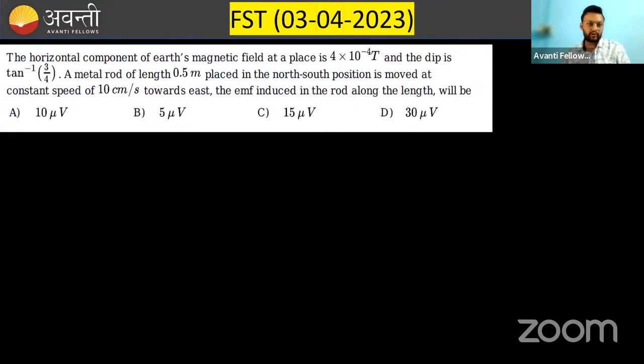This is again a very important question on your screen. This question is from component of, or you can say, Earth's magnetism. Very important question. Question says the horizontal component of Earth's magnetic field at a place is this one. And the dip is tan inverse 3 by 4.